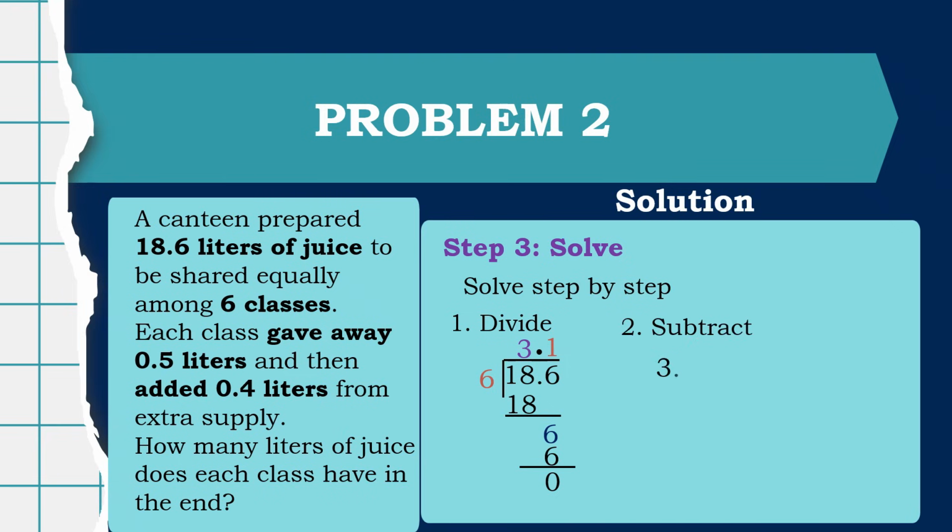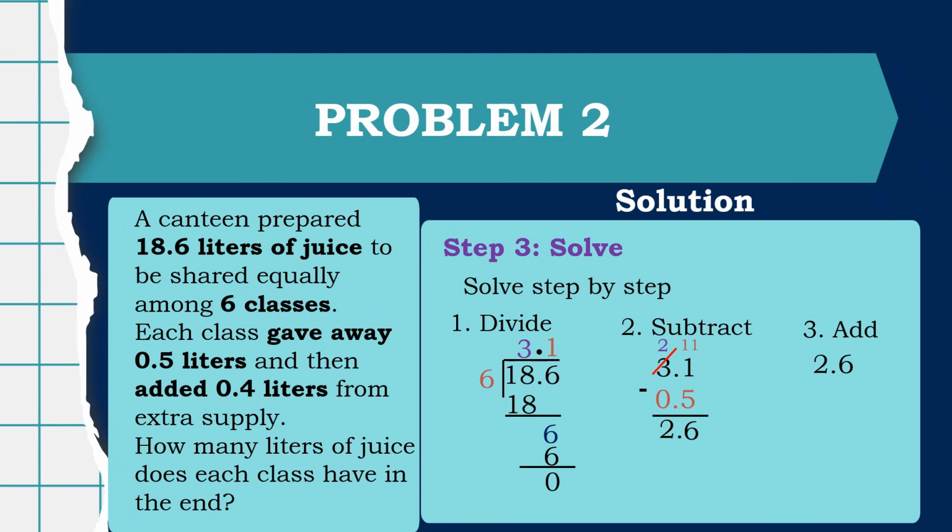Step 2, subtract. 3 and 1 tenth minus 5 tenths. So 1 minus 5 cannot be. Borrow 1 from 3. 3 becomes 2. 1 becomes 11. 11 minus 5 is equal to 6. Bring down 2. So our answer is 2 and 6 tenths.